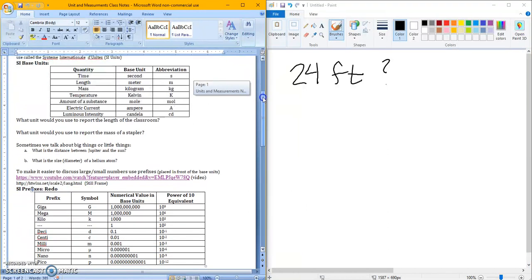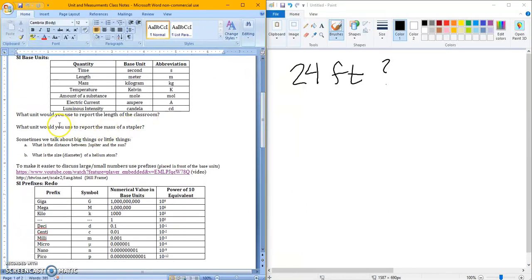So let's give these questions a try. What unit would you use to report the length of the classroom? What unit would you use to report the mass of a stapler? Go ahead and try those.